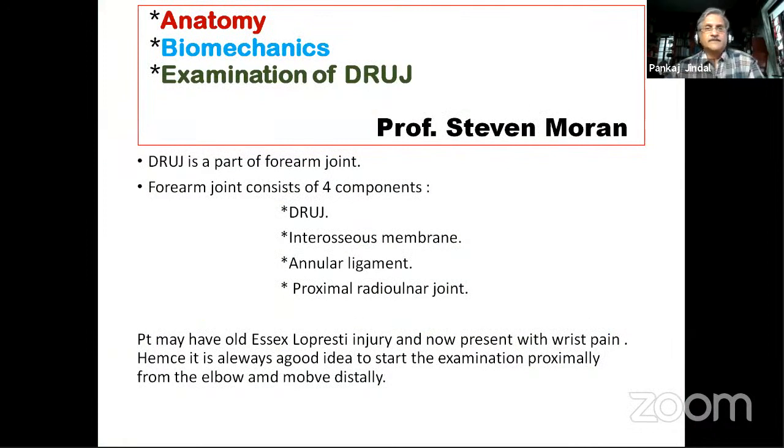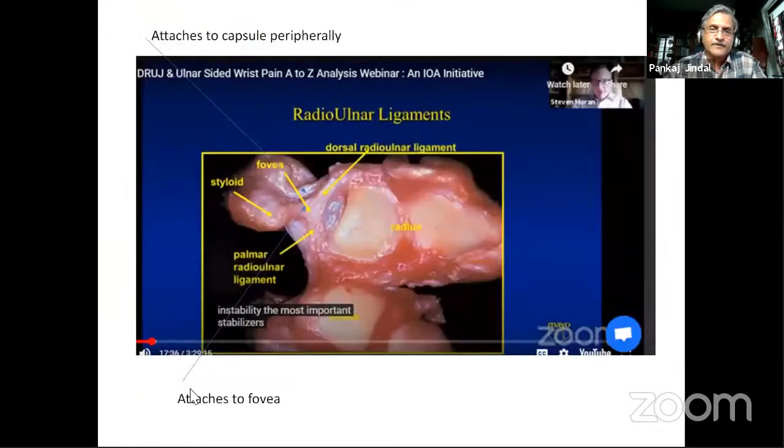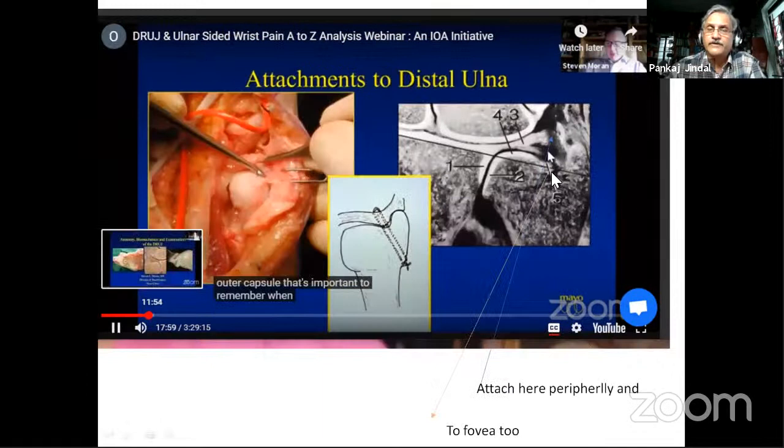What we learned from this webinar, from Professor Stephen Moran, was not only about the anatomy, biomechanics, and examination. The important thing that I remember was, when you are repairing distal radioulnar joint instability, it is not only the foveal repair that you must concentrate on, but also the peripheral part which attaches to the capsule and the ulnar styloid process. If you confine your repair only to the fovea, you'll miss the second component of DRUJ stability, and therefore repair at these two places, not only to the fovea but also to the styloid process.